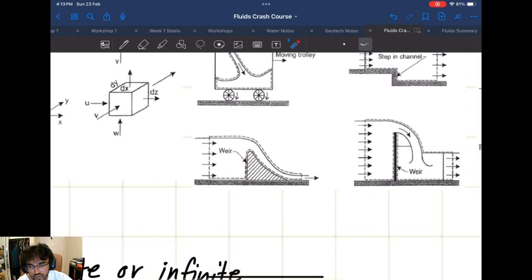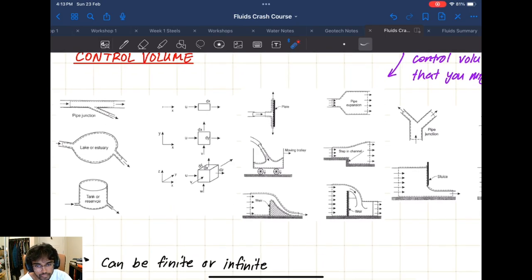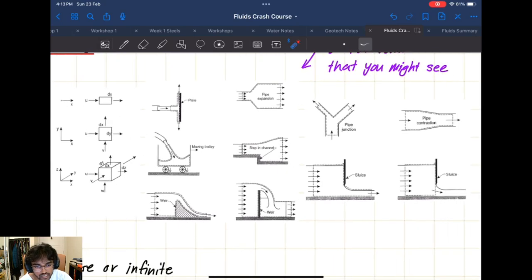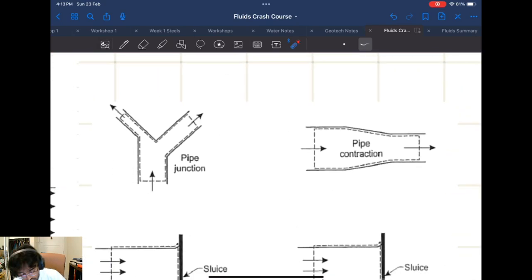So what control volumes really are is just the part of the system that you're analyzing. I guess it varies from example to example. Obviously there can be a pipe contraction, where a pipe with a larger diameter contracts into a pipe with a smaller diameter. So this is going to be our control volume, the part of the system that we're analyzing.